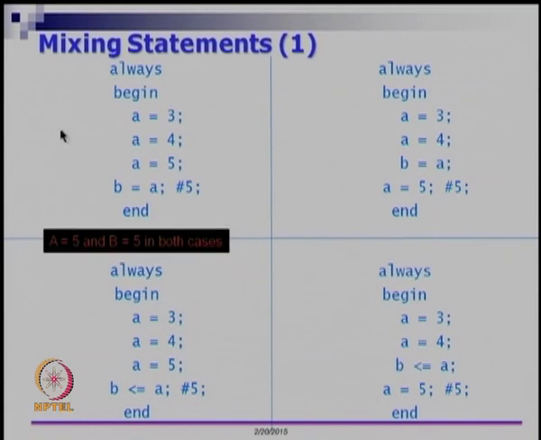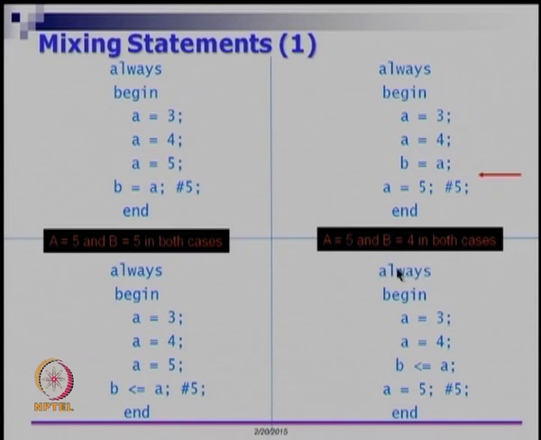So, for the left side A equals 5 and B equals 5 for both the cases, for the right side A equals 5 and B equals 4 for both the cases. This is just to give you some more understanding of blocking and non-blocking. In this case we are mixing blocking and non-blocking assignments, and here there is no implication of a flip flop or anything because there is no always at posedge of clock. It is supposed to be a combinational block with some delay. This 5 is 5 units of delay.